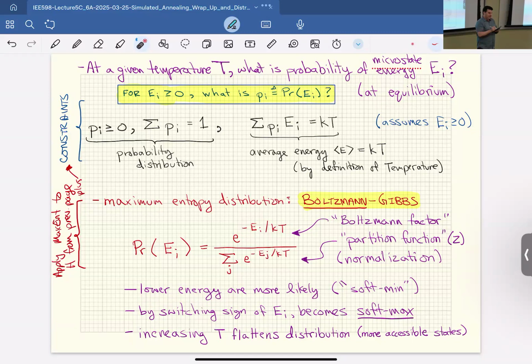This is why this can sometimes be called the soft min function. In machine learning, we have the softmax, which is exactly this, but you just get rid of the negatives. If you get rid of the negatives, then by switching the sign it becomes a softmax, where in that case, higher energies are more likely.